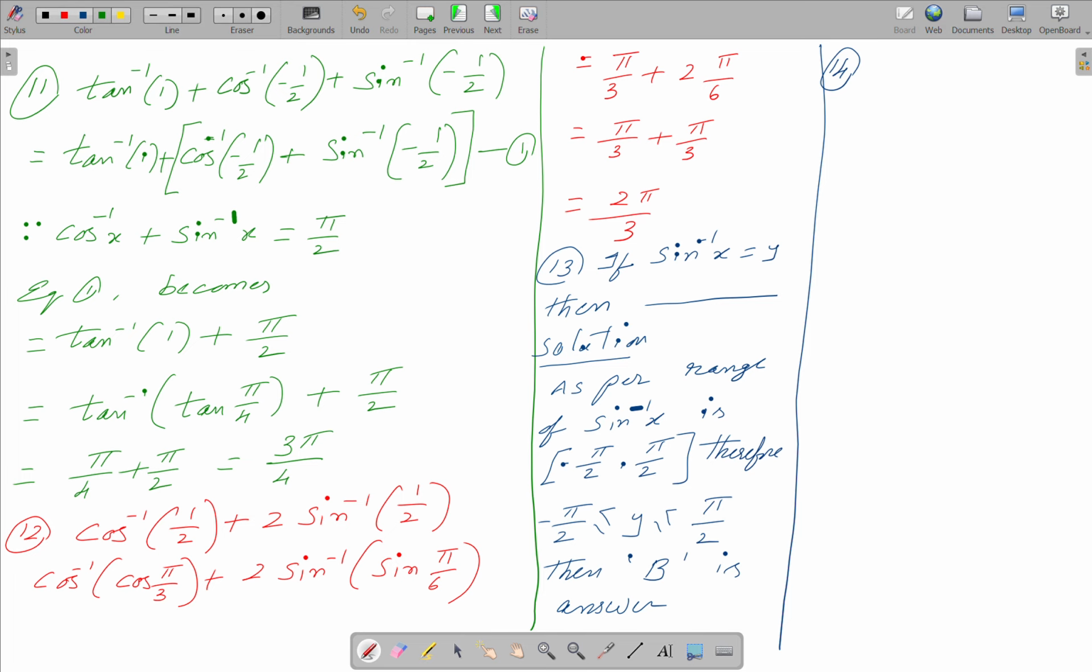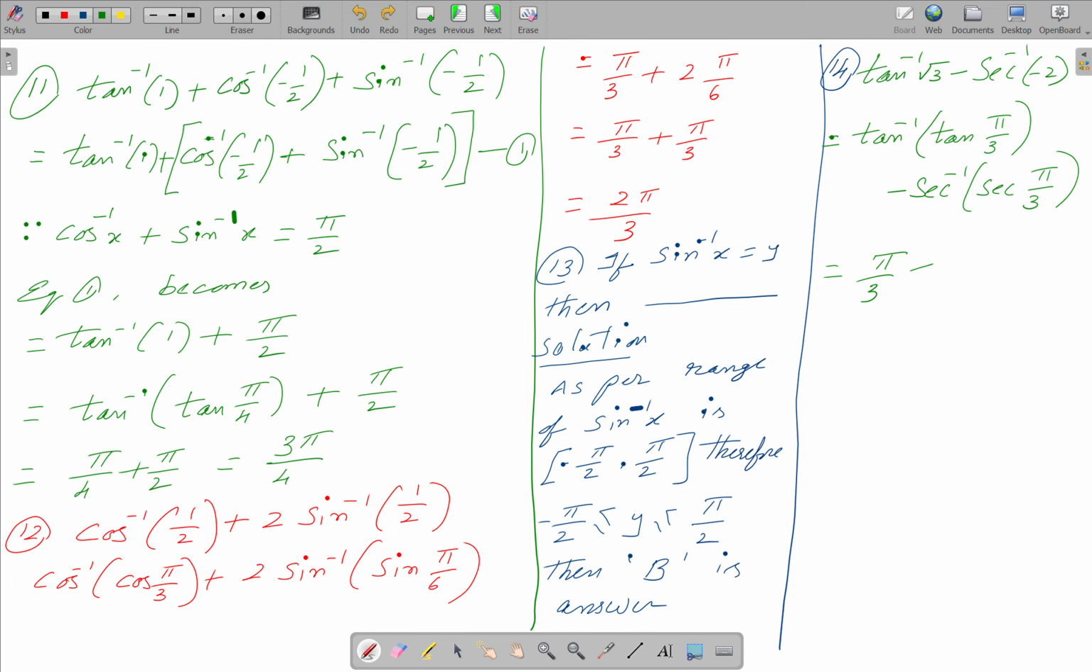Now question number 14. Tan inverse root 3 minus sec inverse minus 2, that is equal to tan inverse tan pi by 3 minus sec inverse sec 2 pi by 3.